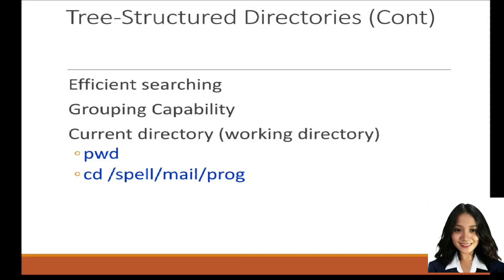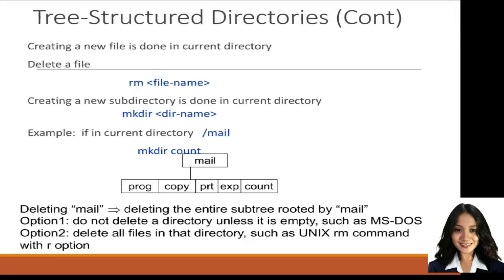Tree-structured directories: efficient searching, grouping capability, current directory, and working directory. Creating a new file is done in the current directory. Deleting a file or creating a new subdirectory is also done in the current directory. For example, if in the current directory, deleting mail means deleting the entire subtree rooted at mail. Option 1: do not delete a directory unless it is empty, such as in MS-DOS. Option 2: delete all files in the directory, such as the Unix rm command with the R option.